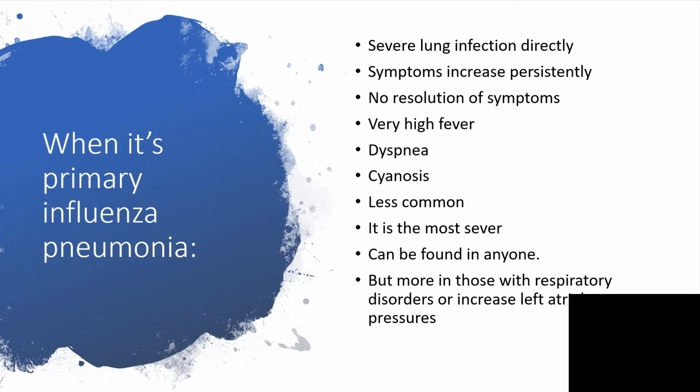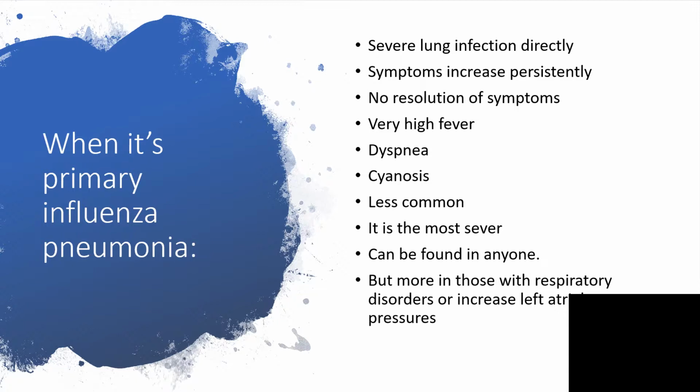What is the primary influenza pneumonia? When that occurs, what are we going to be faced with? There will be severe lung infection directly, and the symptoms increase persistently. No resolution of symptoms. There will be very high fever, dyspnea, cyanosis, but good news is pneumonia that is caused by the primary influenza virus is less common. But when it happens, it is the most severe.